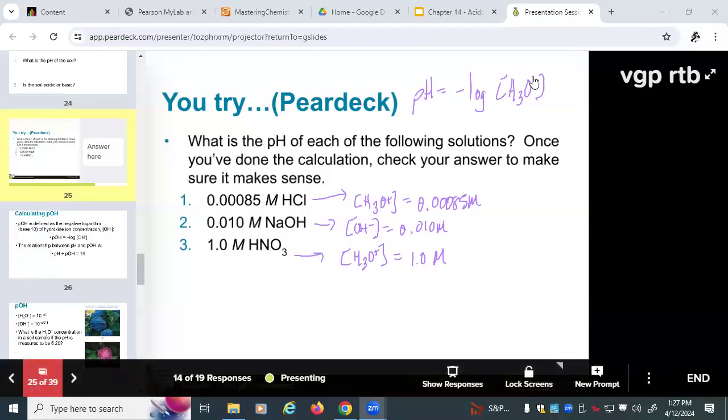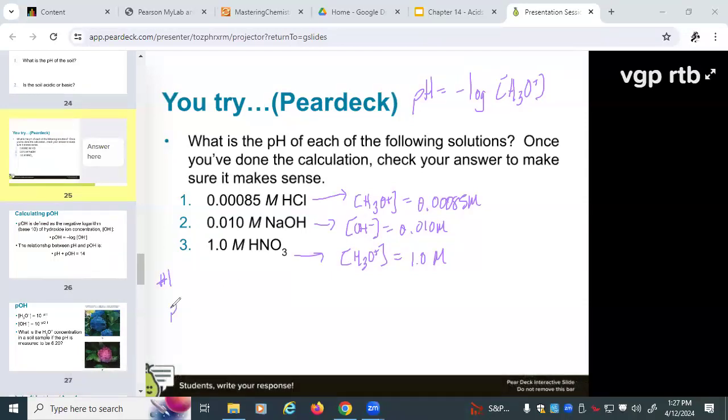So for number 1, all we need to do is take the opposite of the log of that concentration. And if we do that, 0.00085, the logarithm of that is negative 3.07, turn the negative into positive, positive 3.07 would be the pH. And that's all that you would need to do.